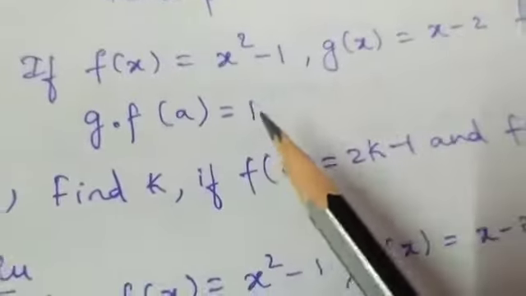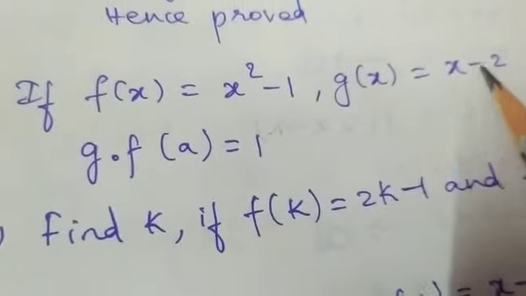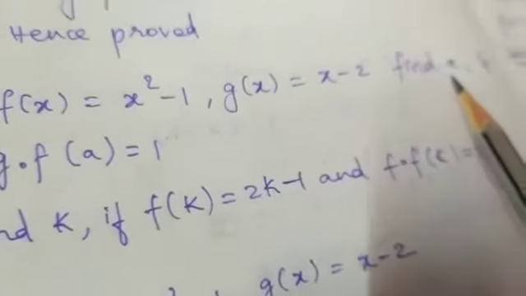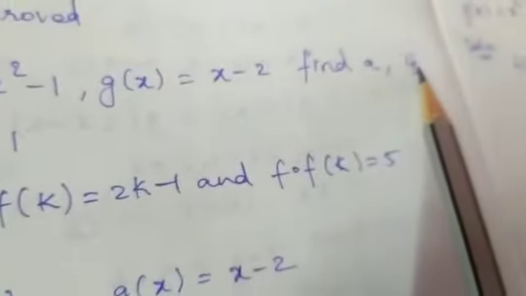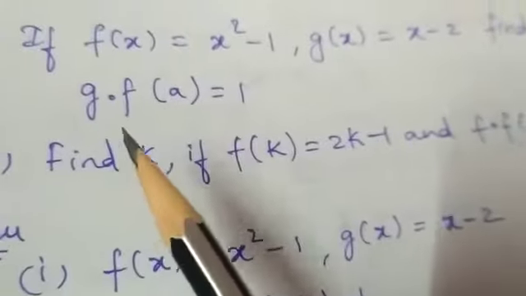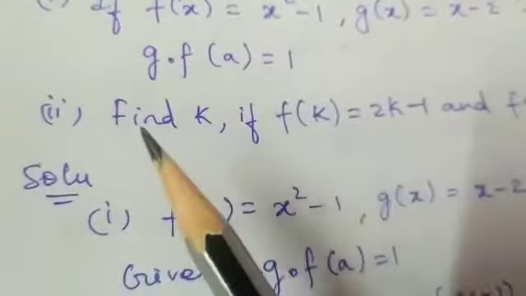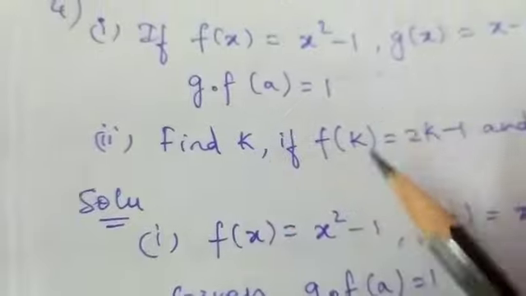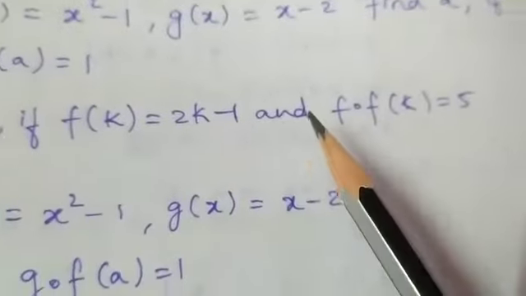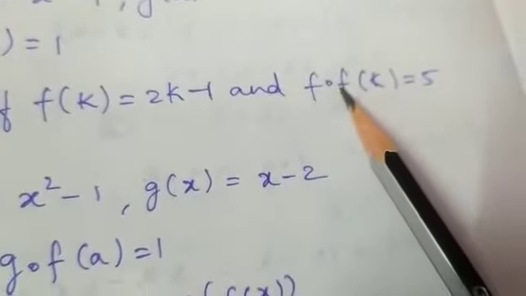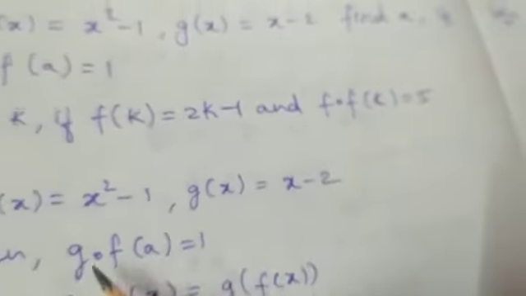And my fourth one, first part: if f(x) = x² - 1 and g(x) = x - 2, we have to find a if (g∘f)(a) = 1. And the second part is: find k if f(k) = 2k - 1 and (f∘f)(k) = 5.